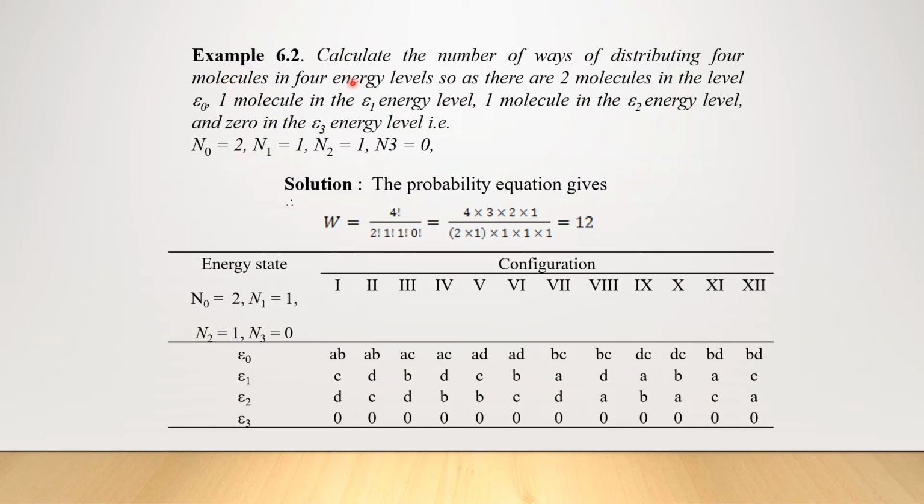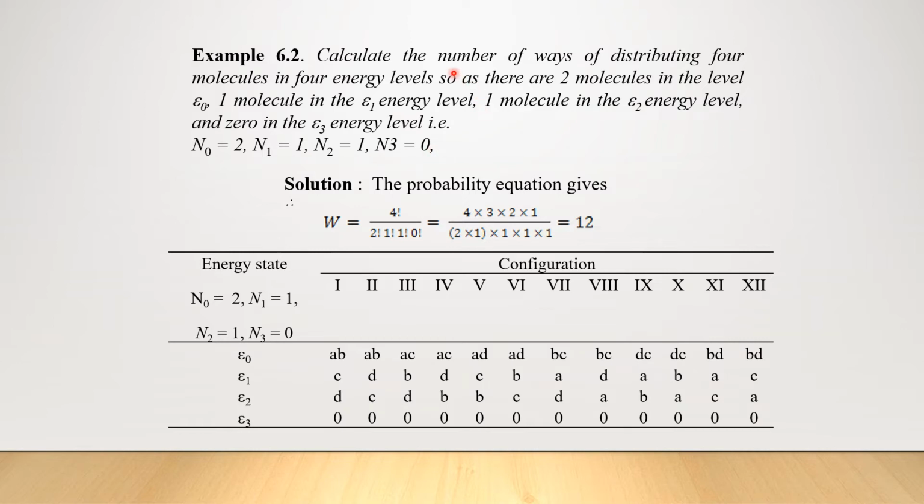Now let us discuss the second problem. Calculate the number of ways of distributing 4 molecules in 4 energy levels. So the distribution should be 2 molecules in the energy level epsilon 0, 1 molecule in the epsilon 1 energy level, 1 molecule in the epsilon 2 energy level and 0 molecules in the epsilon 3 energy level. That means N0 is equal to 2, N1 is equal to 1, N2 is equal to 1 and N3 is equal to 0.